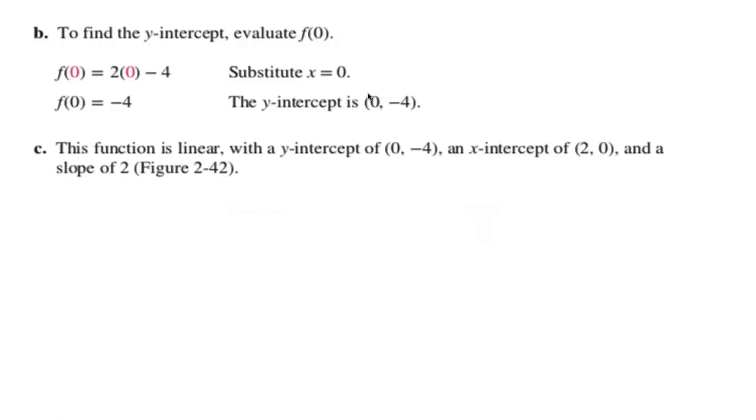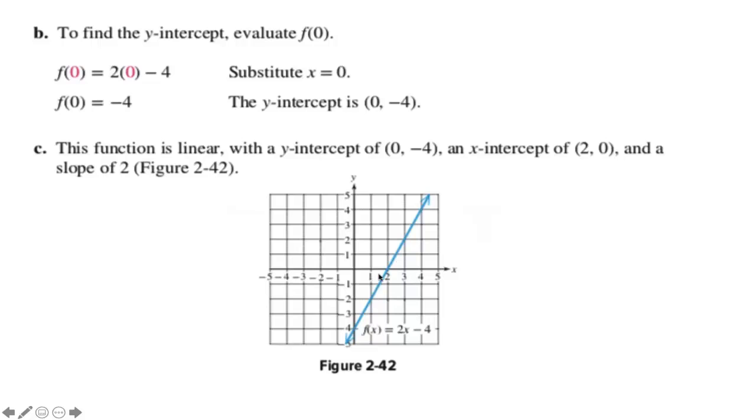So this function is linear, and if I have the y-intercept and an x-intercept, I can connect the dots and draw the line. Again, graphically, the x-intercept is where the function crosses the x-axis. In this case, it is this point right here, x is 2. And the y-intercept is where the function crosses the y-axis. In this case, it's at y is -4.